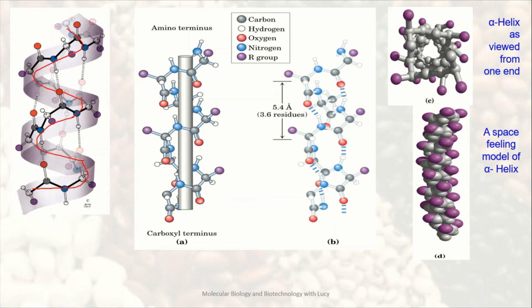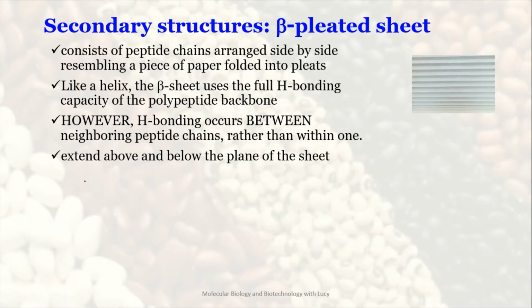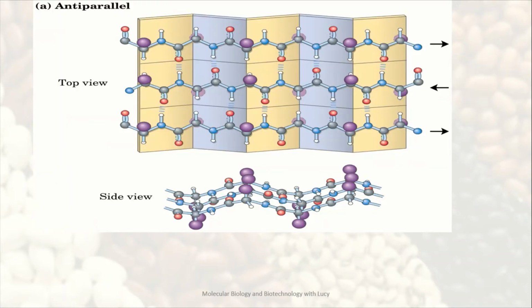Here we can see a helix found in the alpha helix of a protein. Now the secondary structure in the form of the beta pleated sheet. It is arranged side by side, resembling a piece of paper folded into pleats. Like the helix, the beta sheet uses the full hydrogen bonding capacity of the polypeptide backbone. However, the hydrogen bonding occurs between neighboring peptide chains rather than within one. Here we can see the beta pleated sheet, like a piece of paper that we have pleated.